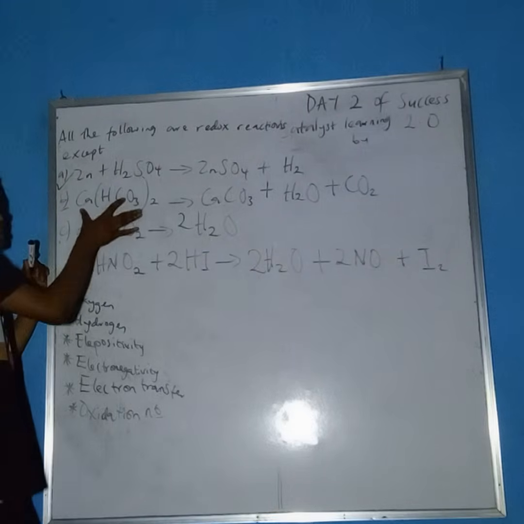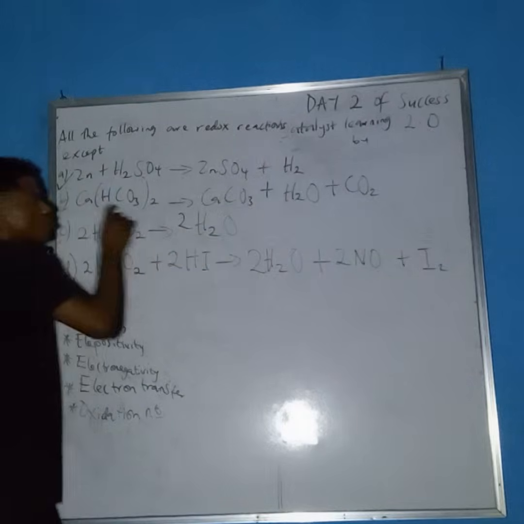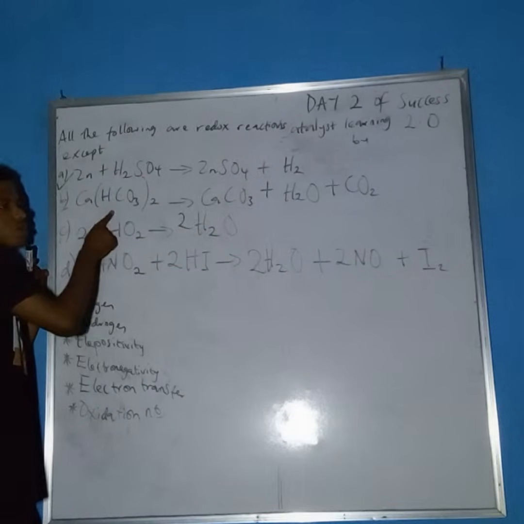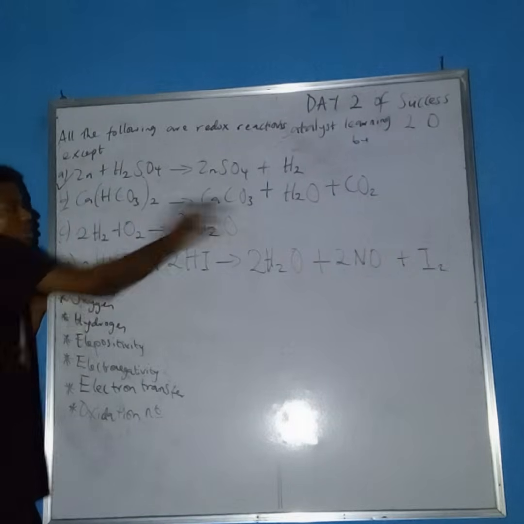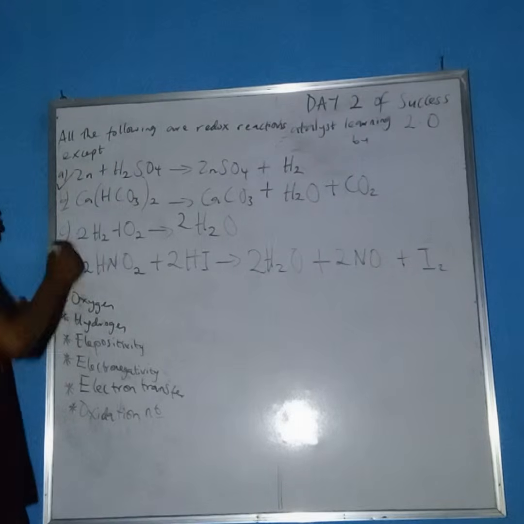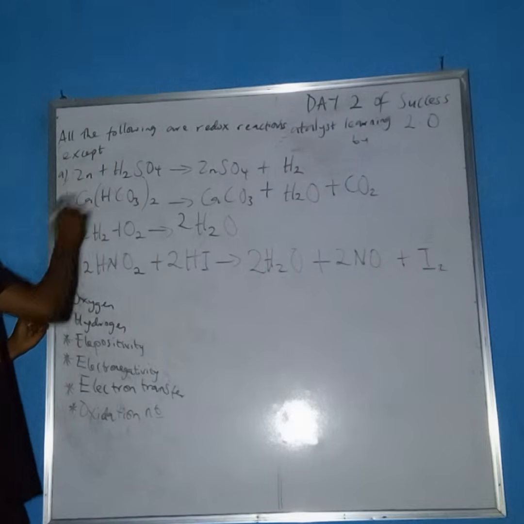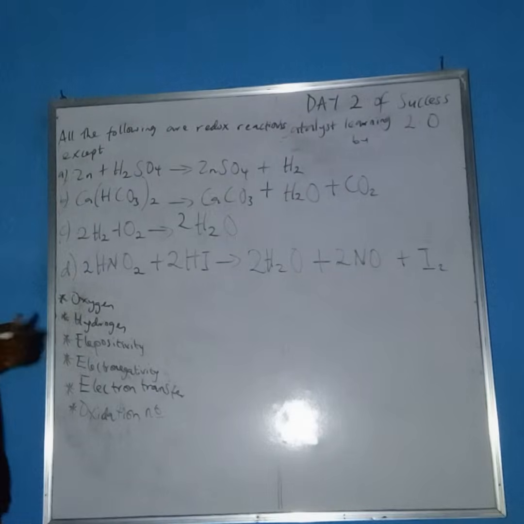Because you can see this is a big compound which split into these. So this kind of reaction is said to be what? A thermal decomposition reaction. Why? Because carbonates need heat. So this is a thermal decomposition reaction. The rest are what? Redox reactions. So the only one that is not a redox reaction is what? B. All right, it is B. Take note of that.